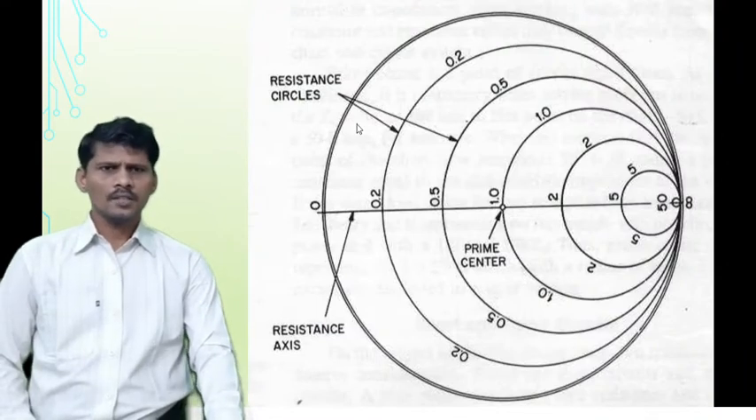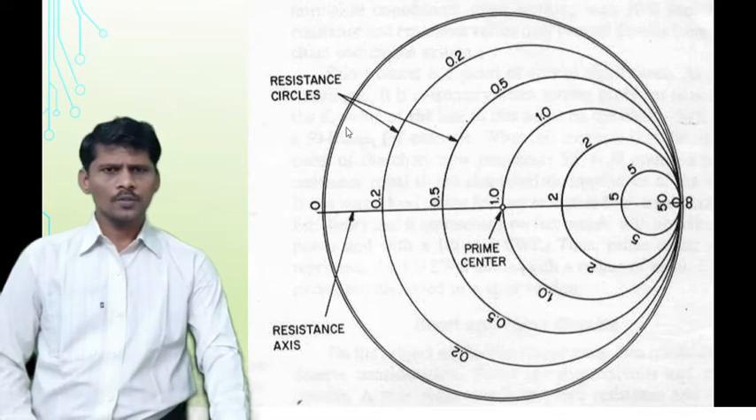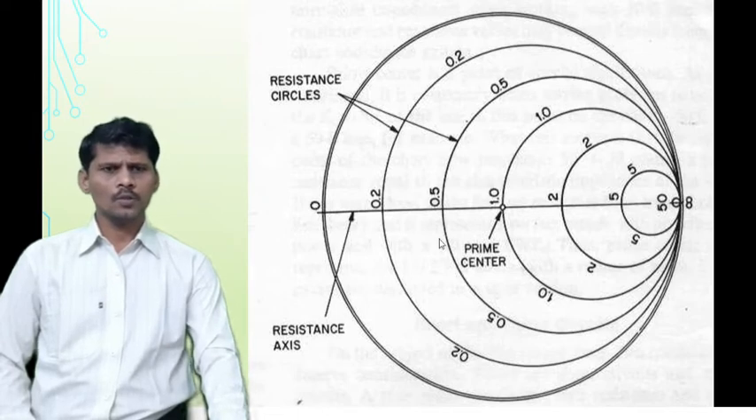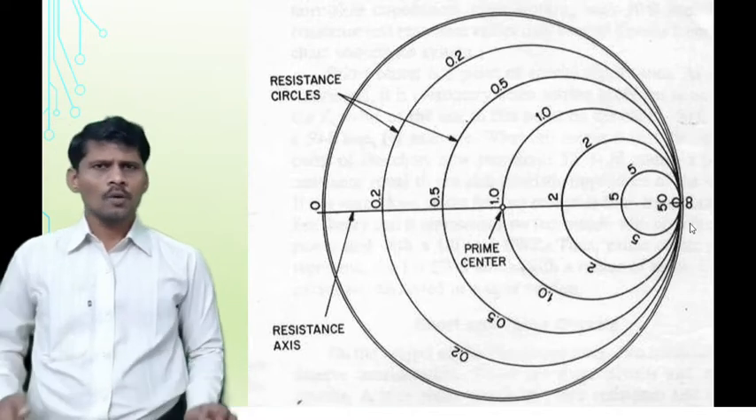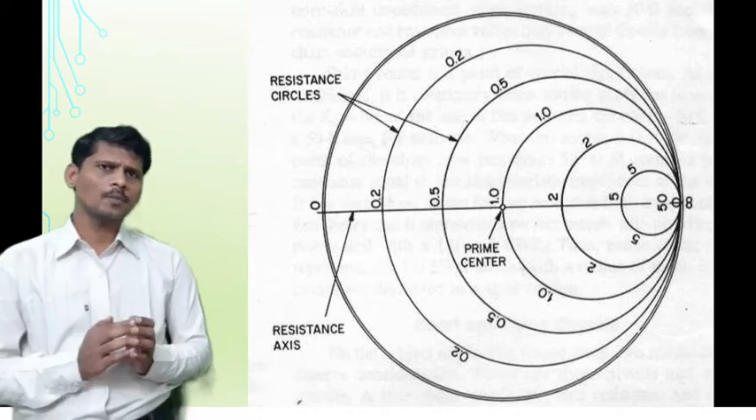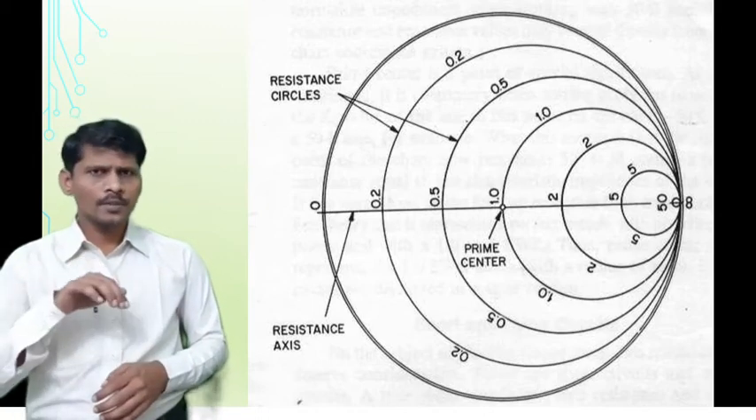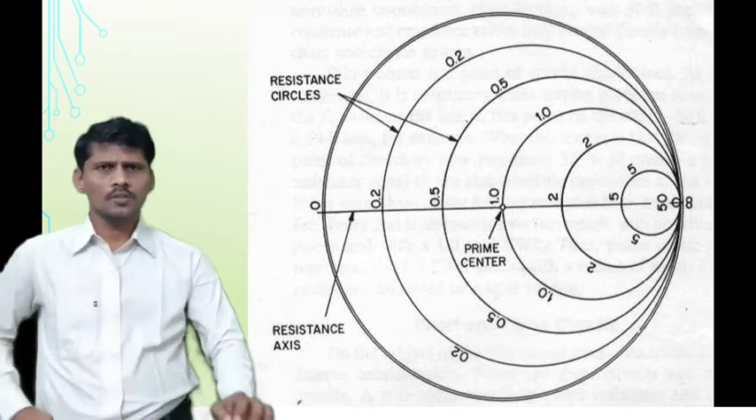And these are the circles. These are the resistance circles. This is the r equal to 0 circle, this is the r equal to 0.2 circle, this is the r equal to 0.5 circle, and this is the r equal to 1 circle, up to the r equal to infinity circle. All constant r circles intersect at the meeting point 1 comma 0, including the r equal to infinity circle, whose center point is 1 comma 0.